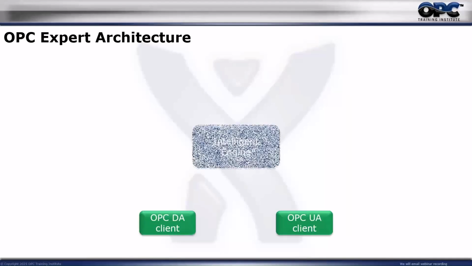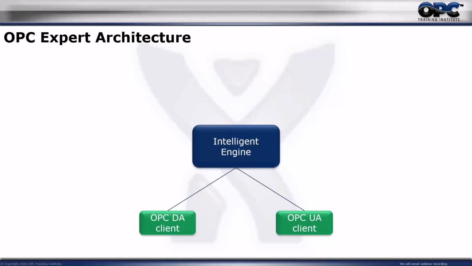So to understand what's happening better, we'll take a look at OPC Expert's architecture. Now, what I'm showing you here are modules embedded inside OPC Expert. So everything you see here comes inside OPC Expert. We start off with an OPC DA client and an OPC UA client, and those are used to ingest, to bring data into OPC Expert's intelligent engine. So the data goes in via OPC DA or UA.